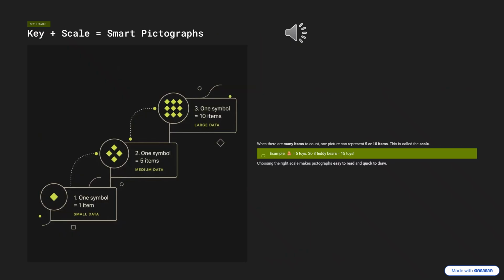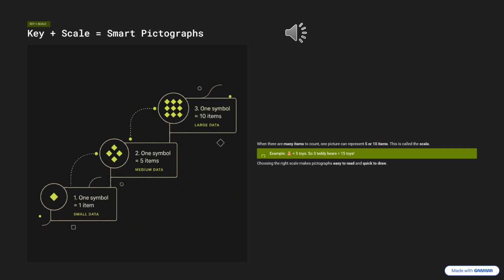Sometimes the numbers are very large. Imagine there are 100 toys. Drawing 100 toy pictures would take too much time. So we use a scale. For example, one teddy bear is equal to 5 toys.